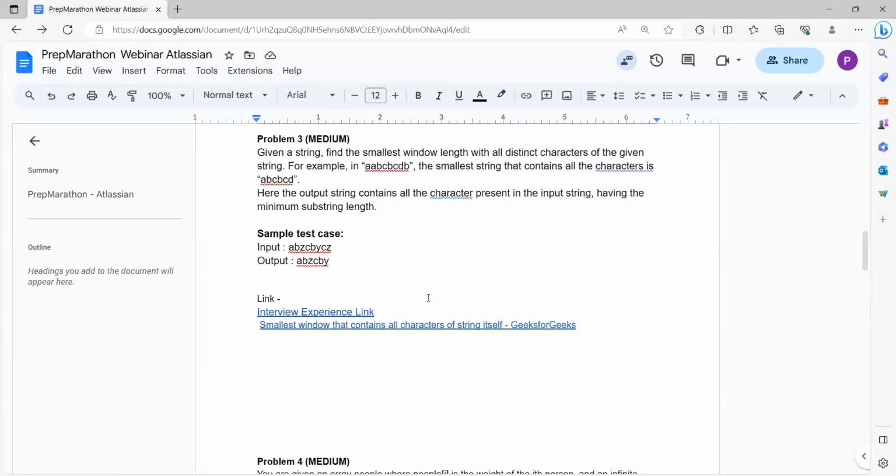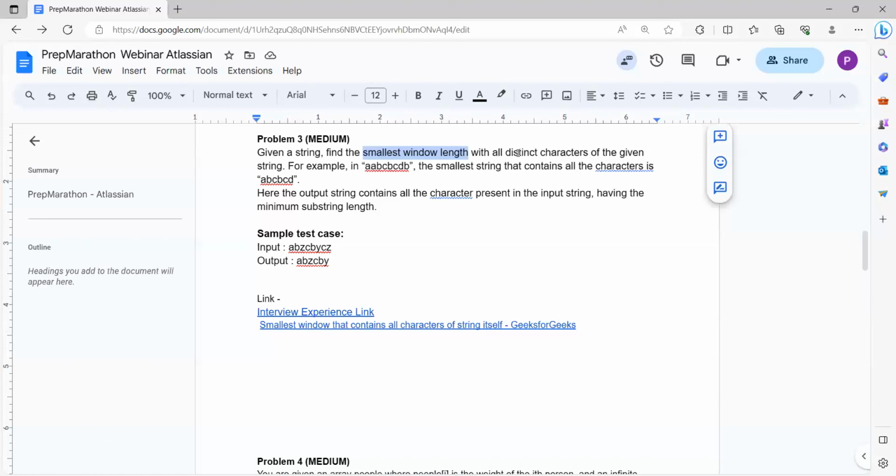Okay, so the problem statement is: given a string, find the smallest window length with all distinct characters of the given string. For example, in AABCBCDB. So it is given a string, and what they are looking for is the smallest window length with all distinct characters. You got my point? All distinct characters of the whole string. Else you can take a single character and that is going to be unique. That is not what they are asking. They are asking all distinct characters of the whole string.